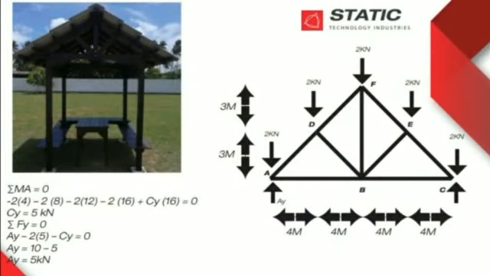Now let's start by finding CY and AY. For CY we need to use moment. Sigma MA equals 0, so negative 2 times 4 minus 2 times 8 minus 2 times 12 minus 2 times 16 plus CY times 16 equals 0, so CY equals 5 kN. For sigma FY equals 0, AY minus 2 times 5 plus CY equals 0, AY equals 0 minus 5... so AY equals 5 kN.